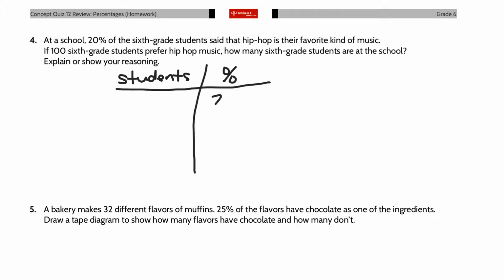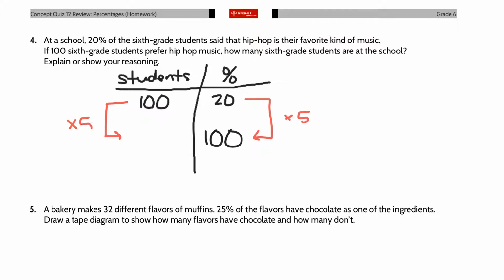We know 20% of the 6th grade students prefer hip-hop. We know 100 students prefer hip-hop. So 100 matches the 20%. Of course, we're looking for how many 6th graders are at the school, and that's going to be our 100%. And so ask yourself, how can I get from 20 to 100? Don't say add 80. We're going to multiply by 5. 20 times 5 is 100. And so we can simply take our 100 students then and multiply by 5 to get our solution of 500 students in the 6th grade.